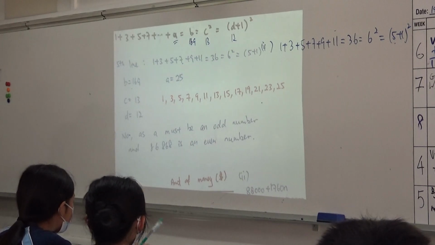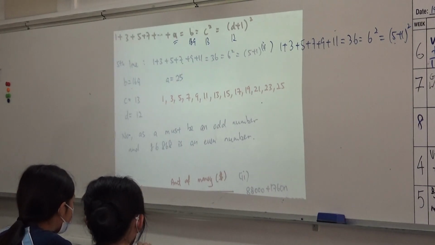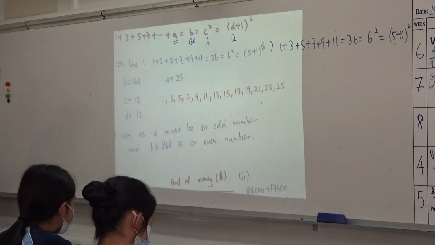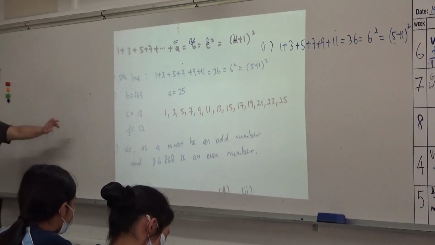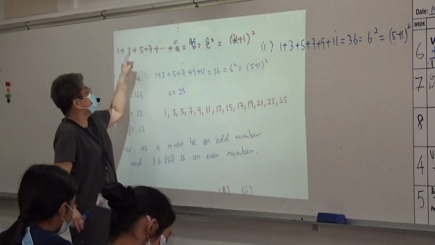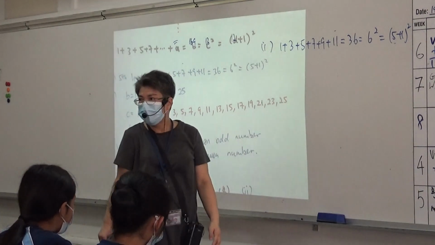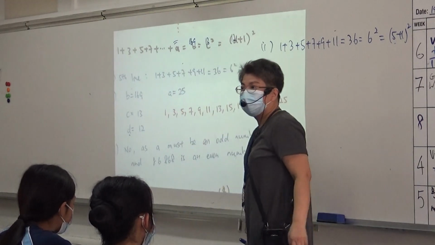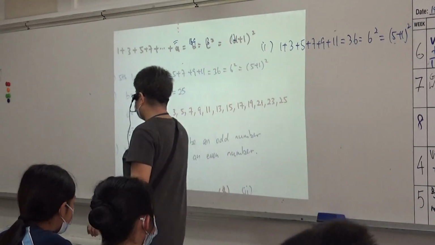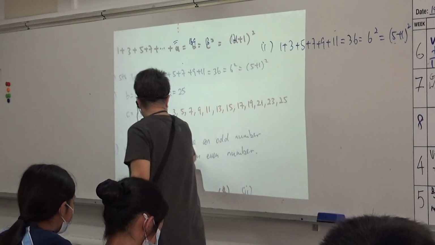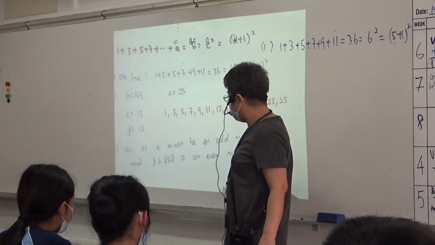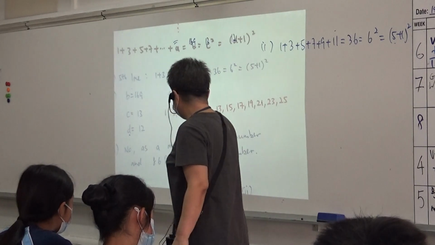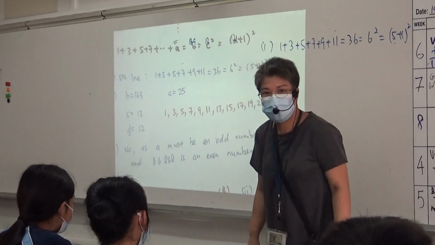Will there be a line in the pattern where A is 86868? A is the last number in this whole thing, right? Can it be even? No. So you must say no, as A must be an odd number, correct? And 86868 is an even number, so it cannot.